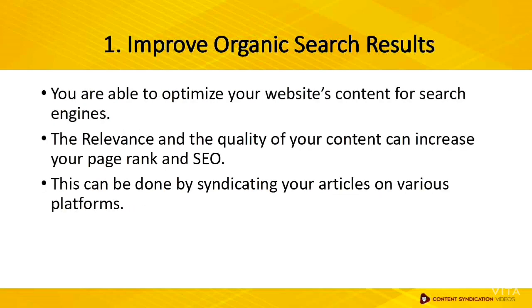1. Improve organic search results. When you choose to market your content through article marketing, you are able to optimize your website's content for search engines. This means that the relevance and the quality of your content can increase your page rank and SEO. This happens when there are a large number of readers searching and clicking through your content. This can be done by syndicating your articles on various platforms.